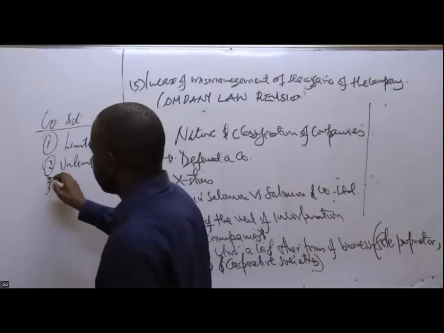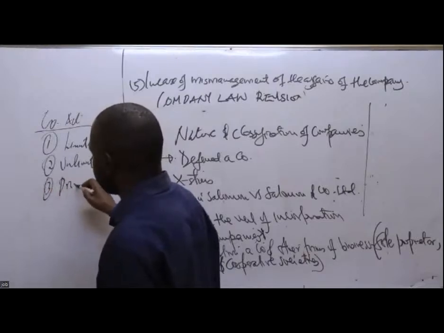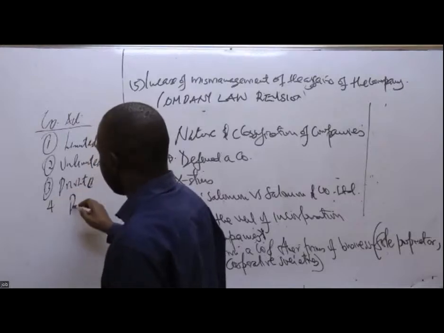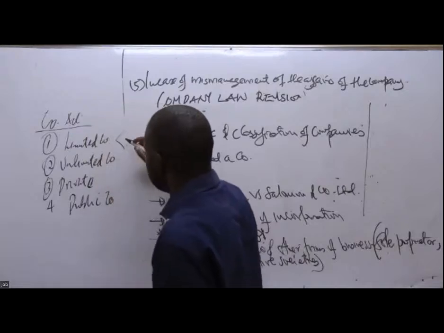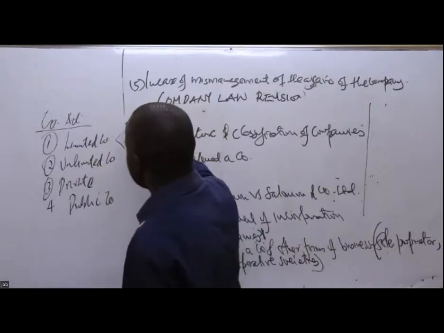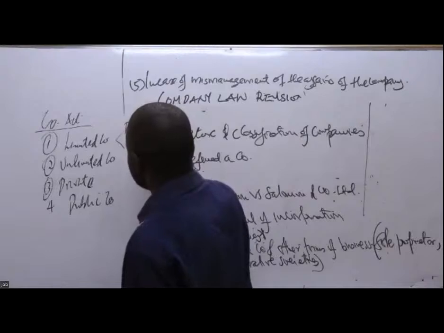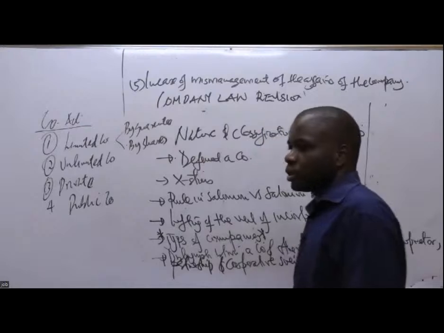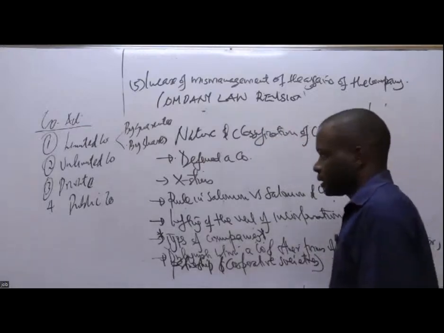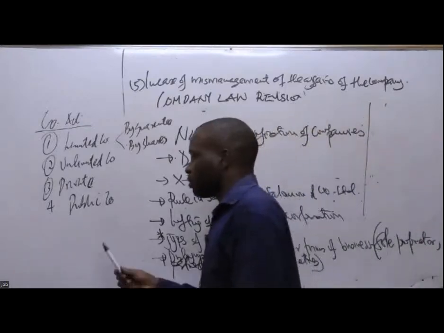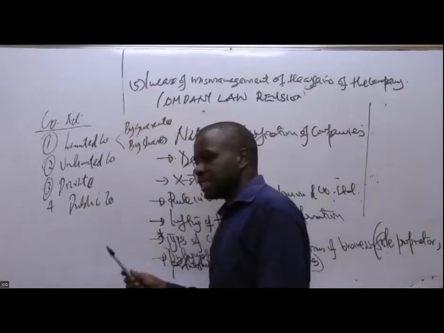Number 3, private companies. And number 4, public companies. So under limited, there are 2. You can have limited by guarantee, or you can have limited by shares. So that is basically the classification of company, the types of companies under the Companies Act.